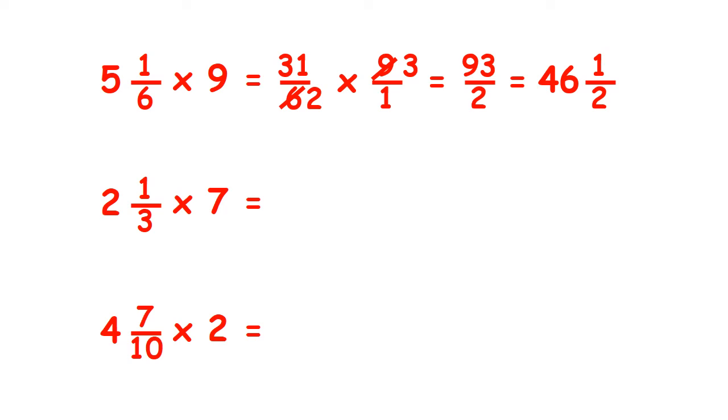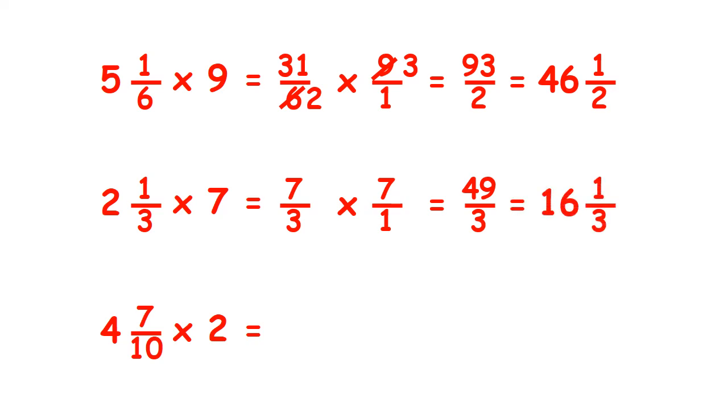Next example, 2 and 1/3 is 7 over 3 times 7 over 1. 7 times 7 is 49 over 3. As a mixed number, it becomes 16 and 1/3.